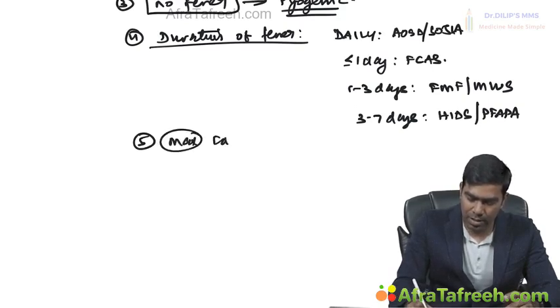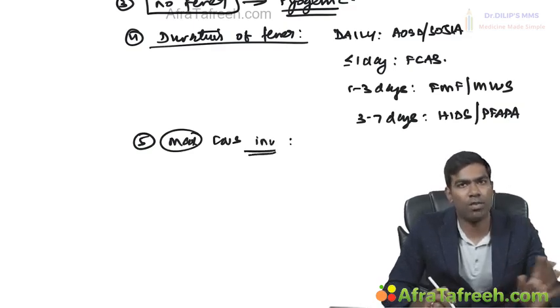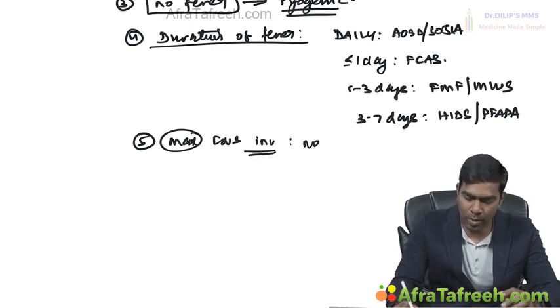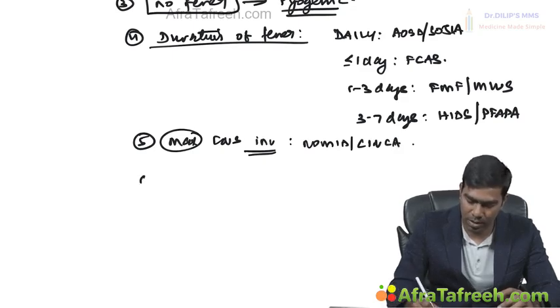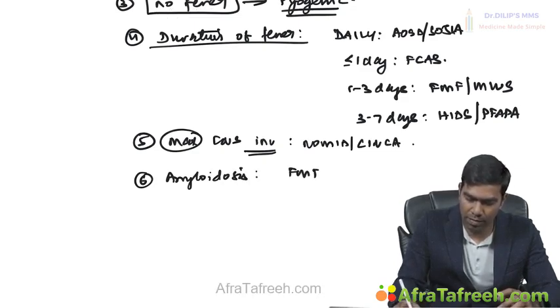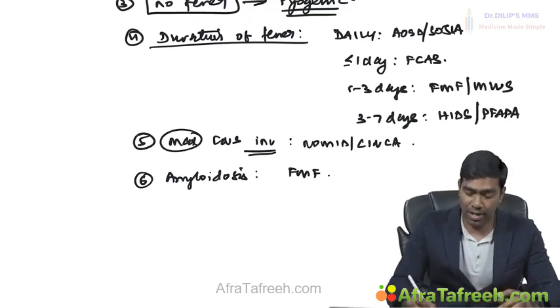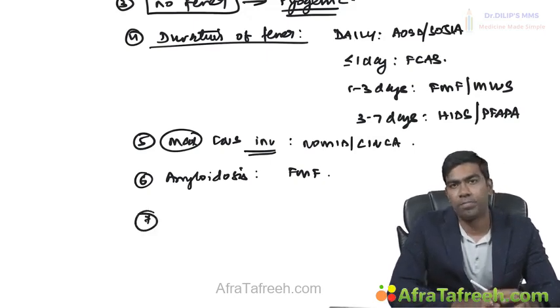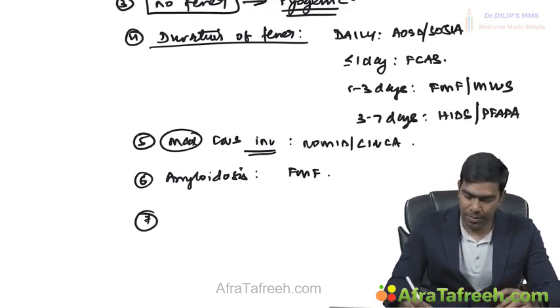Then maximal CNS disease, neurological involvement. Only one autoinflammatory syndrome with maximum CNS involvement, that is NOMID and SINCA. Very important. This point I stressed multiple times, NOMID and SINCA. And amyloidosis risk. The moment I talk about amyloidosis, you have to think about familial Mediterranean fever. That's it.